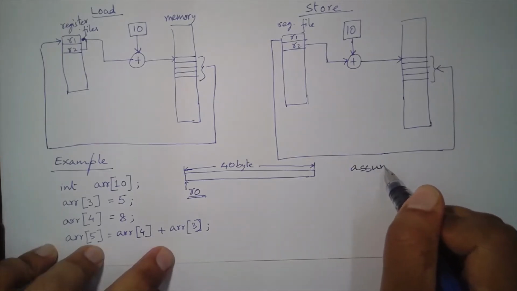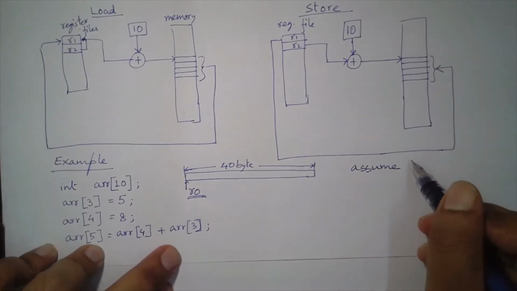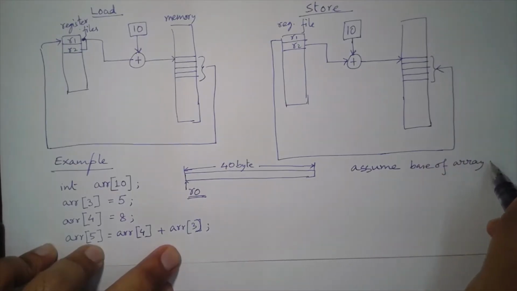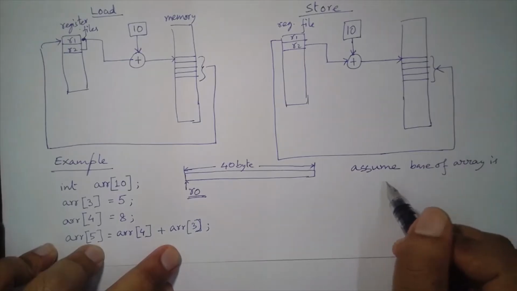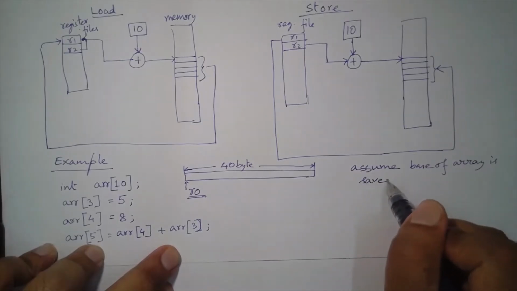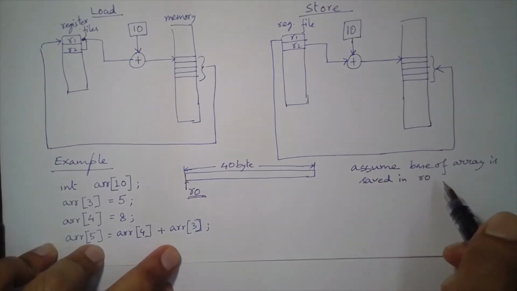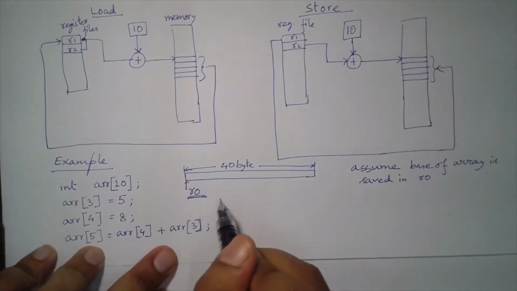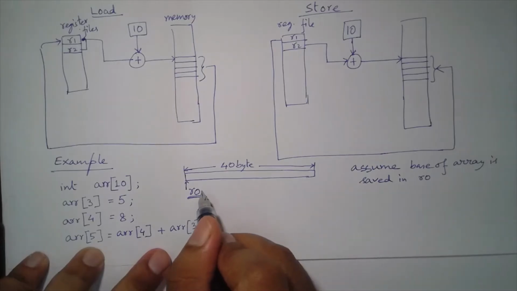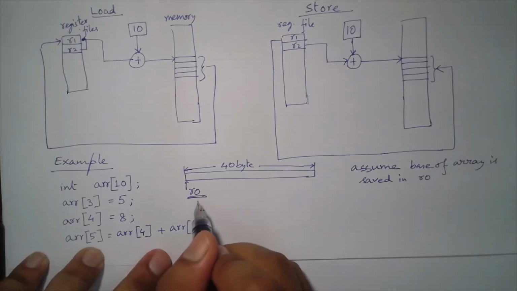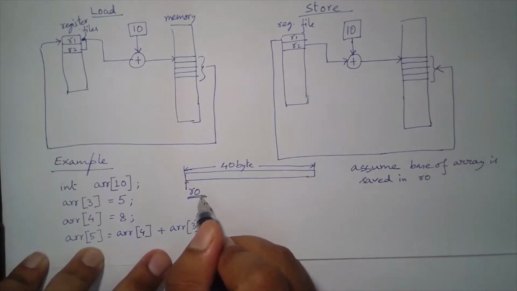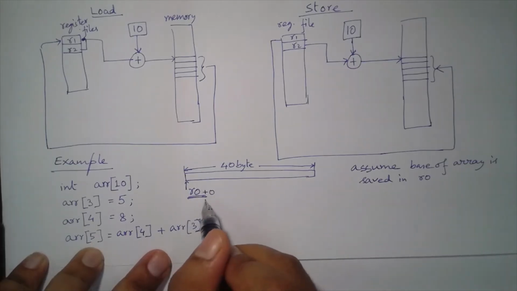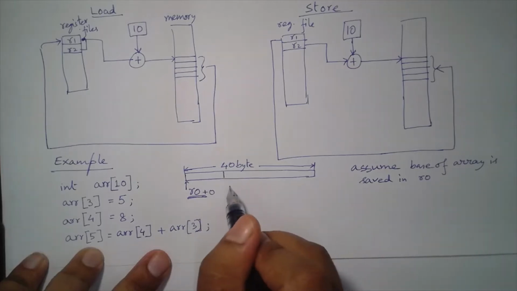Assume that the base of the array is saved in R0. Now this is R0, so the first element of the array can be addressed by R0 plus 0. So here the offset value is 0. Now what will be the second element of the array?